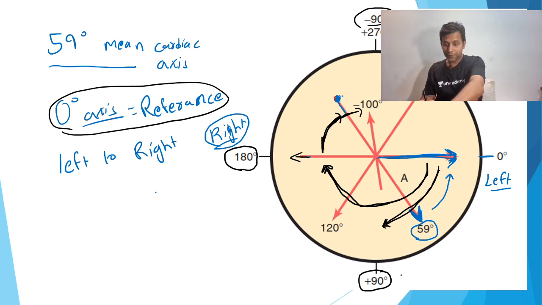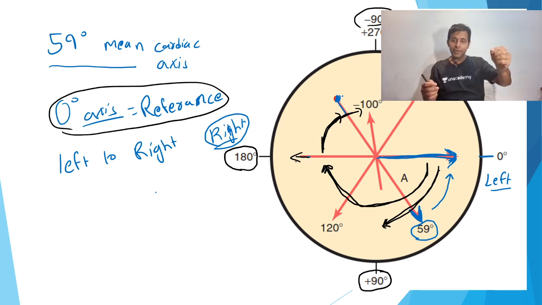59 degrees. Now let us try to understand this axis once again, and what the voltages are, what the lead positions are here, because lead position becomes an important criterion when you want to understand the vectors of the heart. Remember, for the vector analysis of the heart, we require three important leads.